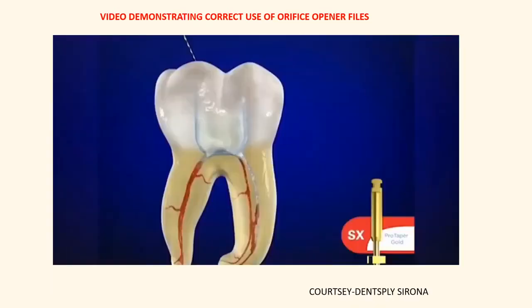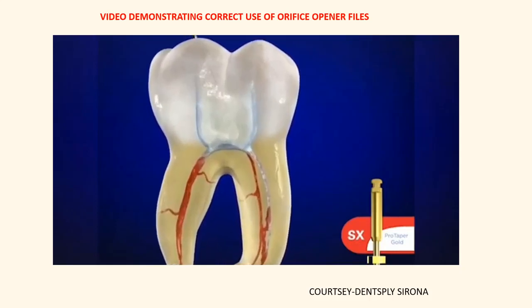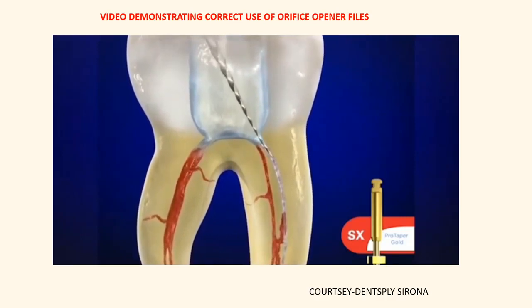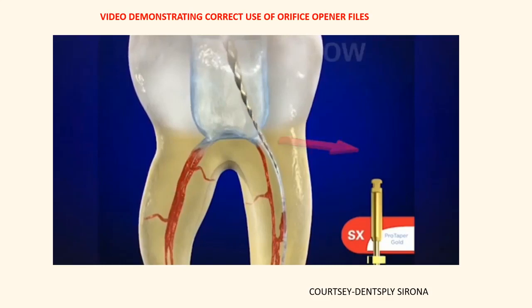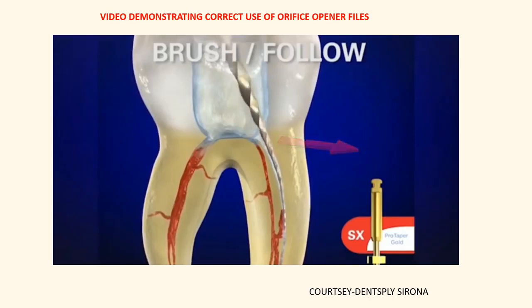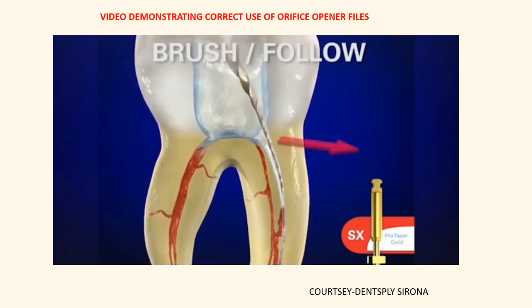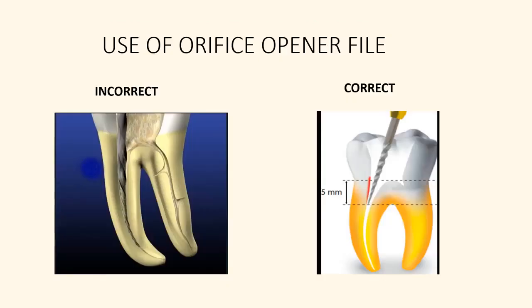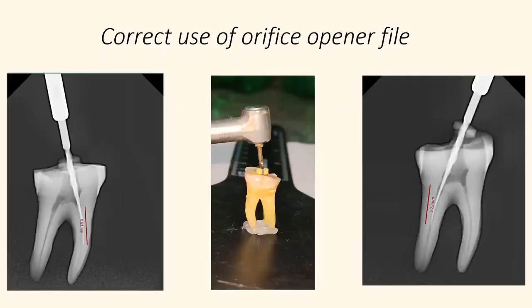This is a small video demonstrating again the correct use of orifice opener files. Please have a look at this video also. The file is not going deep into the canal more than 5 to 6 mm. This is the correct and this is the incorrect use of the orifice opener. Correct use of orifice opener files: you can see the file is only 5 to 6 mm deep in the canal, not more than that.